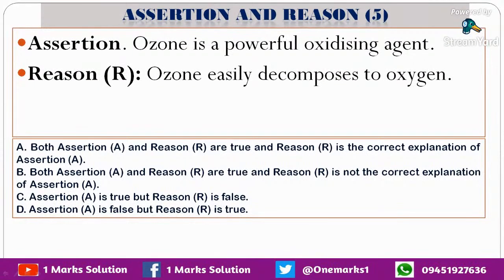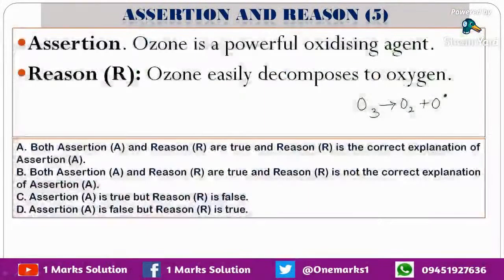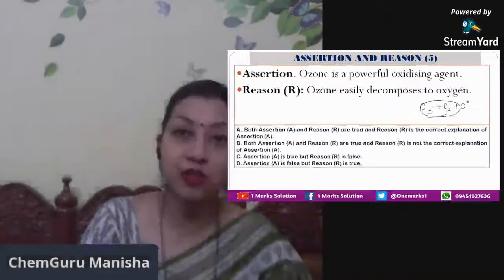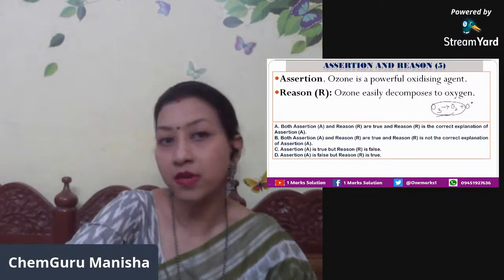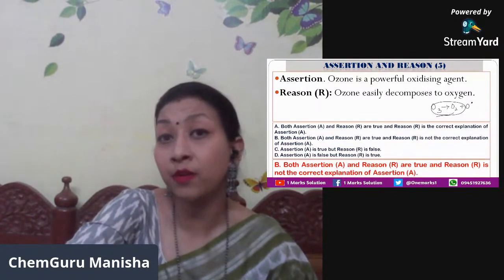Now, fifth statement is ozone is a powerful oxidizing agent. We can assume that because every time ozone depletes, ozone gives you oxygen gas or O2 plus a free radical of oxygen. Okay, so we have this statement and we feel that assertion is true. Now coming to reason, ozone easily decomposes to oxygen. So you see that in this reaction I have given you both the statements. Okay, now when I have given you the equation which proves both the statements, I would say that assertion is also true, reason is also true, but reason is not able to explain.